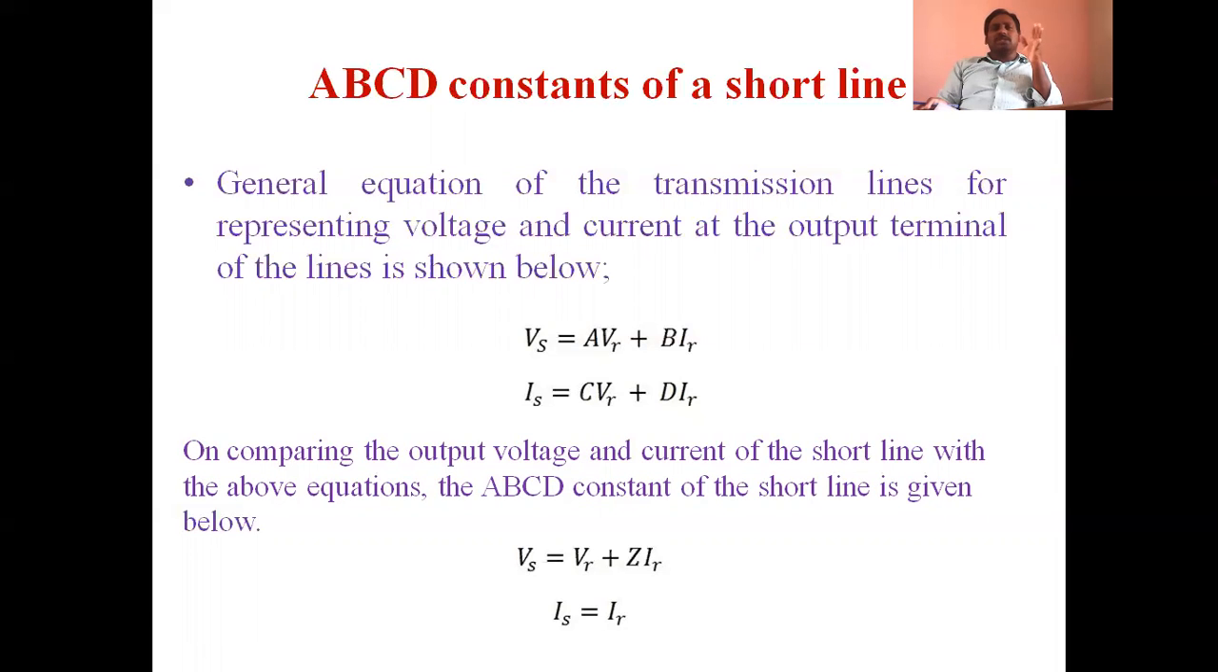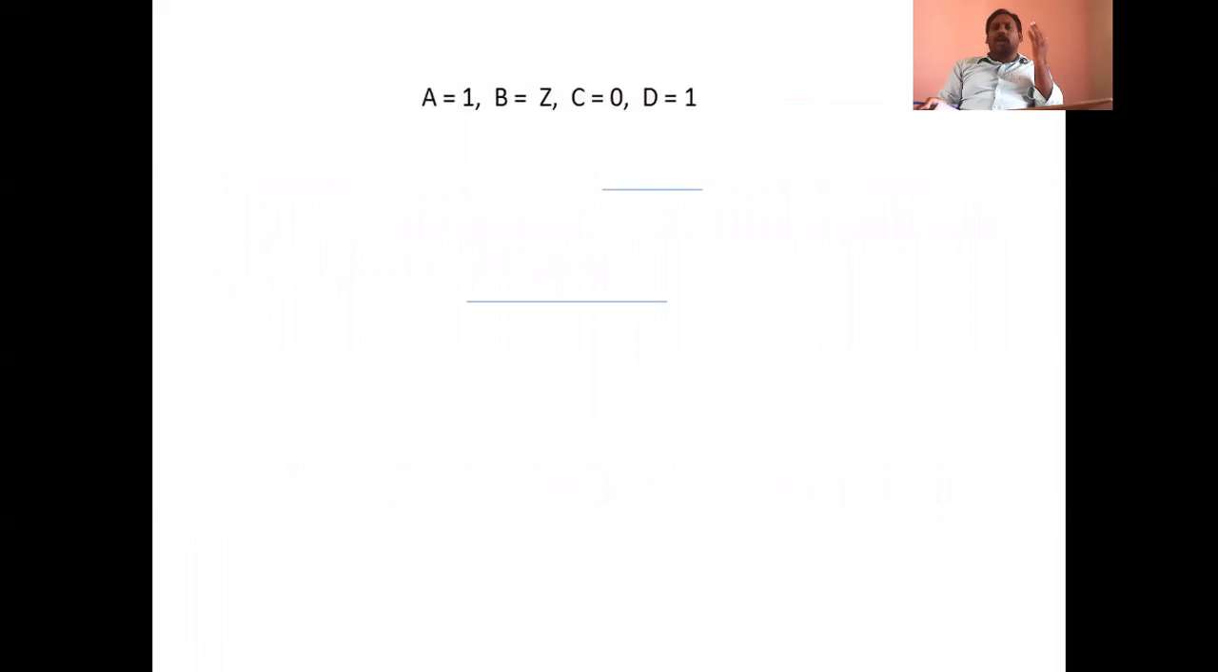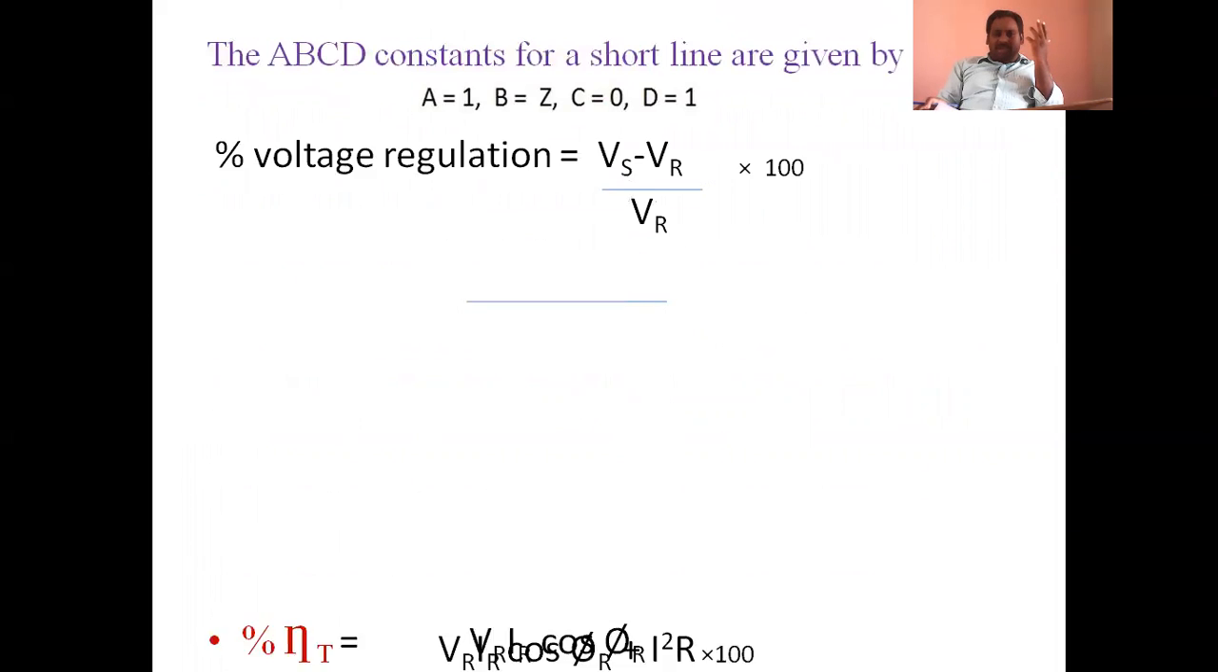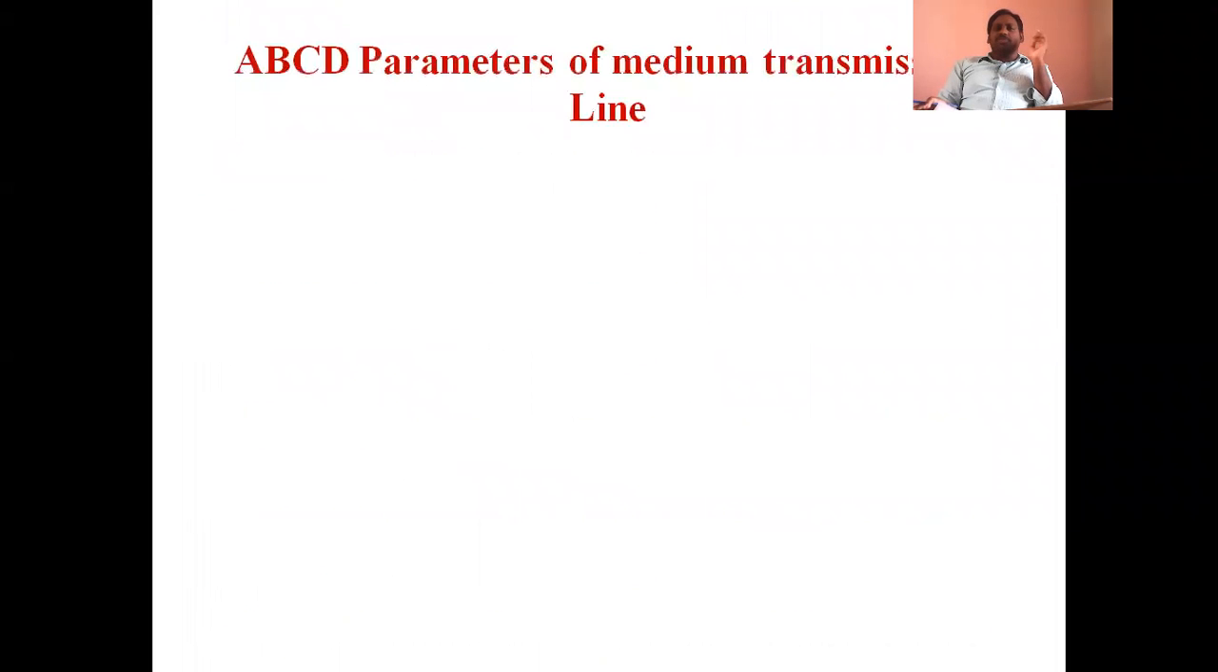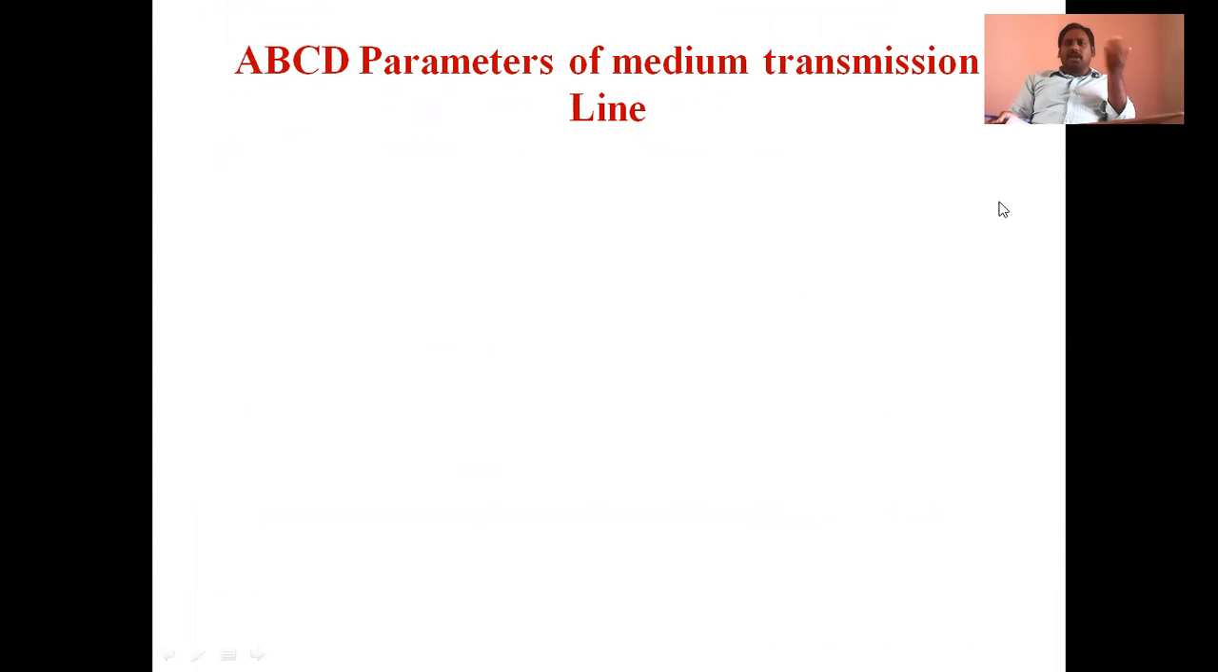Now, this ABCD constant analysis can also be applied to the medium transmission line. In the medium transmission line, we have two types of representation: the nominal T method and the nominal pi method. The first one is the nominal T method. In the nominal T method, the capacitor is placed at the middle of the transmission line.